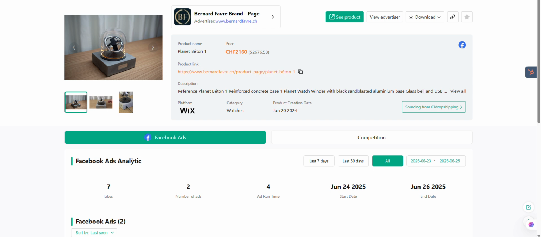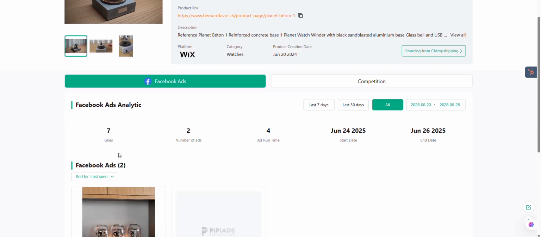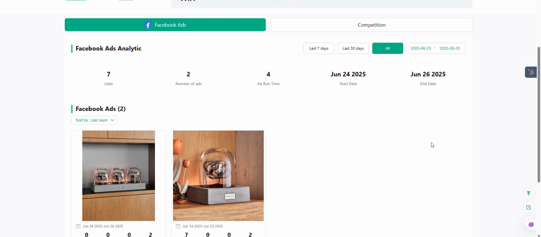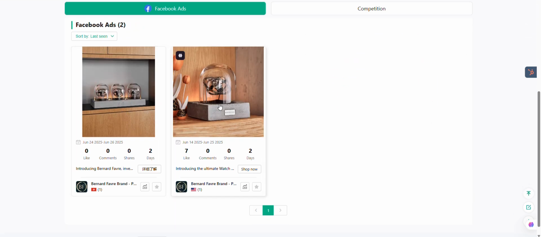maybe selling very well, as the Facebook ads statistics show 7 likes, the number of ads run on Facebook is 2, and ads run time is 4. So the start date is June 2025, and the end date selected for the store is June 26, 2024. So these are the two products. Now this one is in the United States. This is Hong Kong.